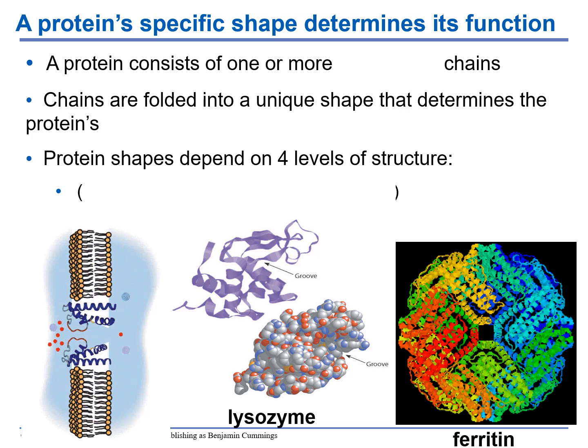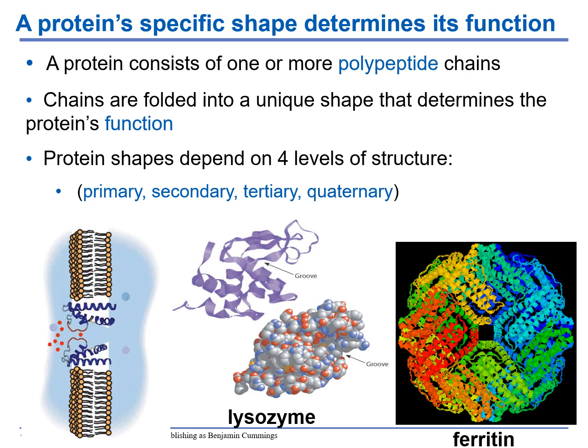A protein's specific shape determines its function. So a protein consists of one or more polypeptide chains, and the chains are folded into a unique shape that determines the protein's function. Protein shapes depend on 4 levels of structure, which are the primary, secondary, tertiary, and quaternary.